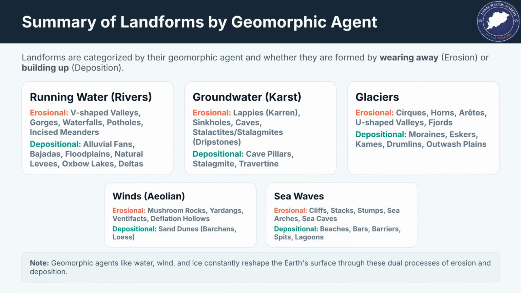This summary categorizes landforms based on their geomorphic agent, such as running water, groundwater, glaciers, winds, and sea waves, distinguishing between erosional, wearing away, and depositional, building up features.